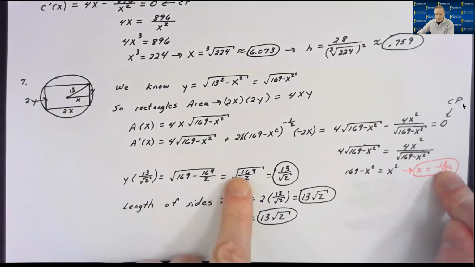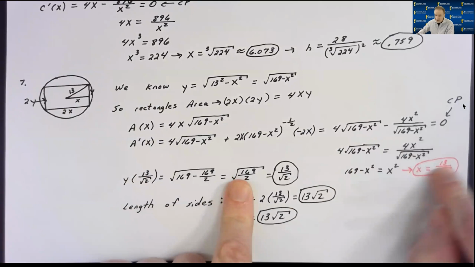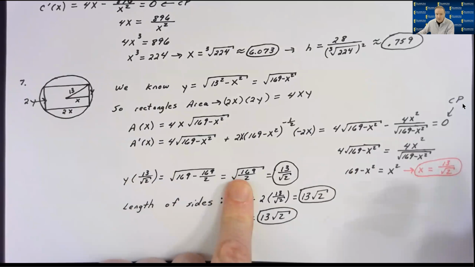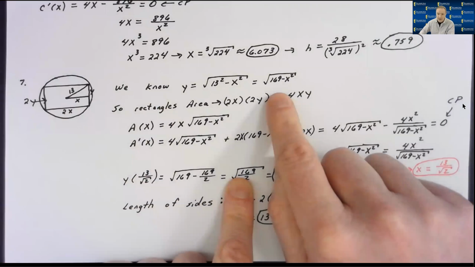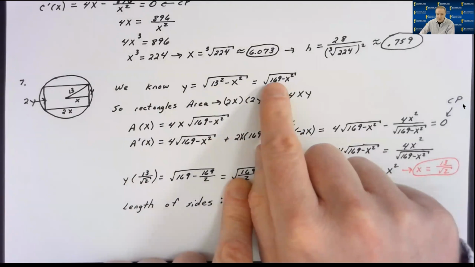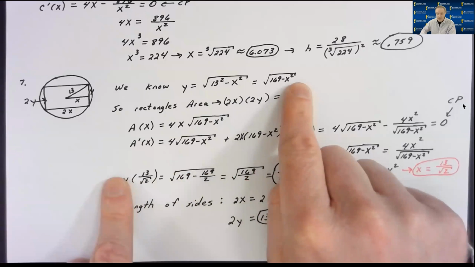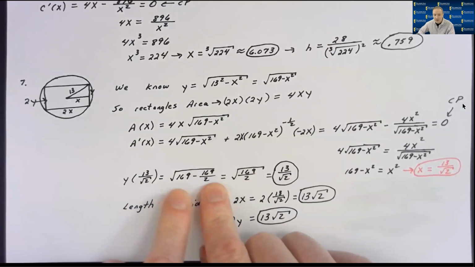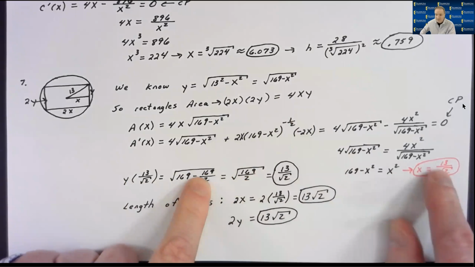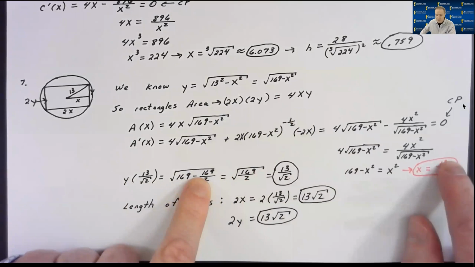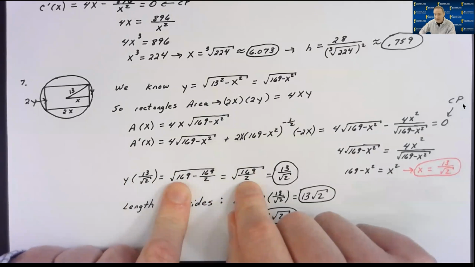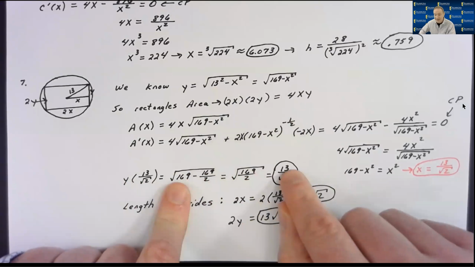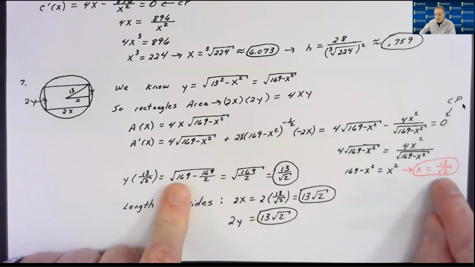So now, when I plug this back in, I can say, well, this is the value of x that's going to optimize this rectangle. To find the value of y, I just go back and say, well, I know my y value is the square root of 169 minus x squared. I plugged that x value into that. And the square root of 169 minus 13 over the root of 2 squared, that's just going to be 169 over 2. And so I can say, well, 169 minus 169 over 2 is 169 over 2. And then, of course, the square root of that takes me back to that exact same 13 over the root of 2 that I got for the x value.